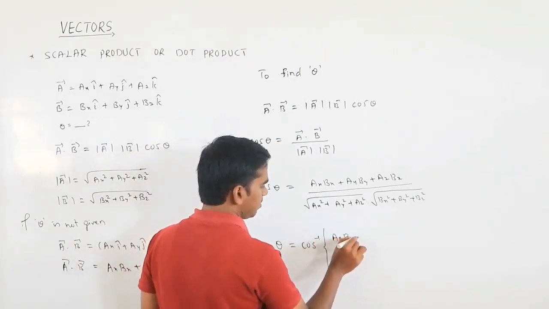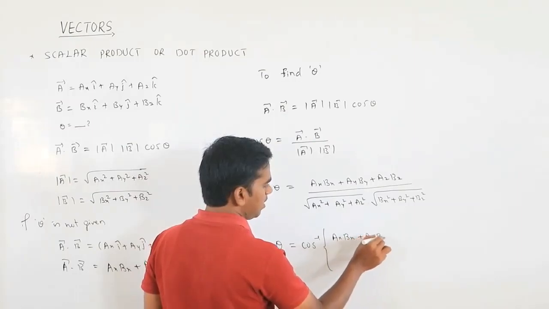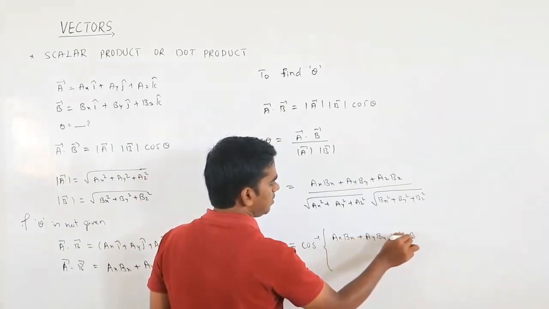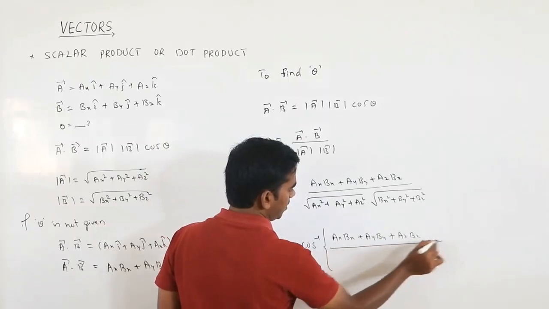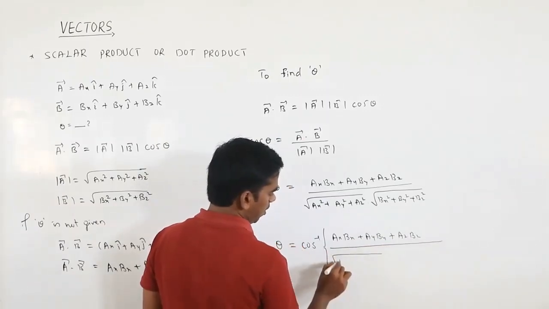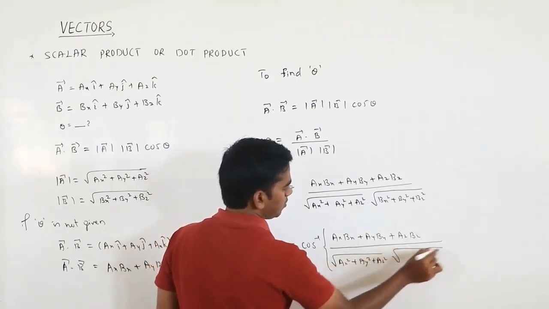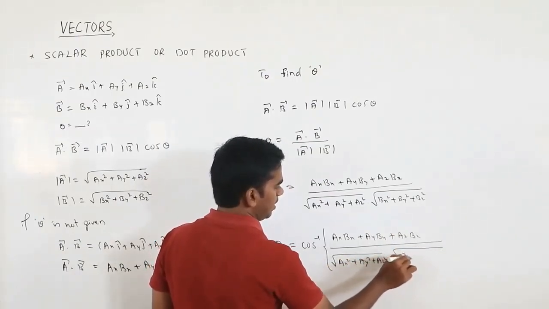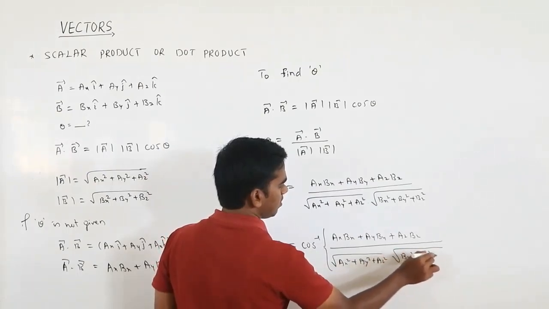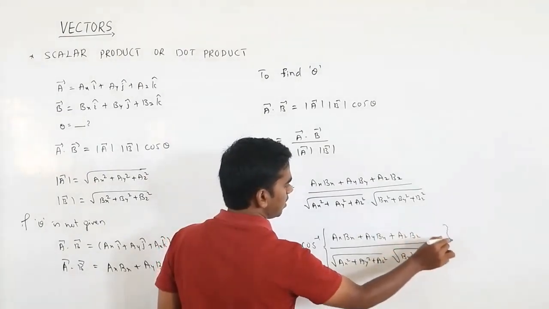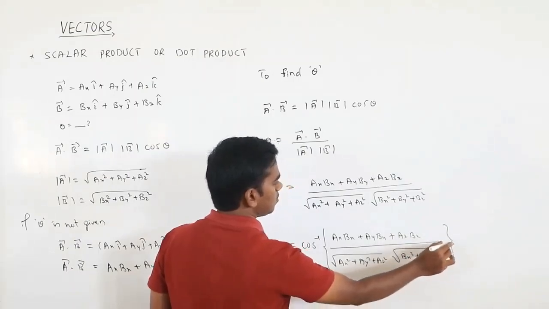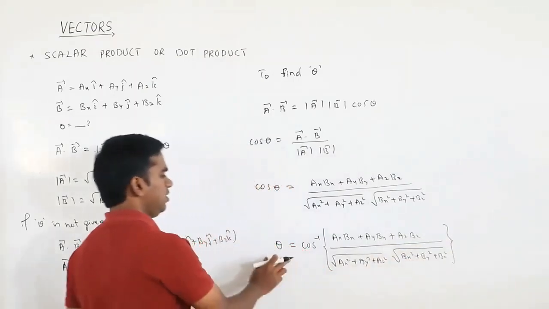AX BX plus AY BY plus AZ BZ, whole divided by root of AX square plus AY square plus AZ square, again root of BX square plus BY square plus BZ square. Okay. So this is what is going to be your theta.